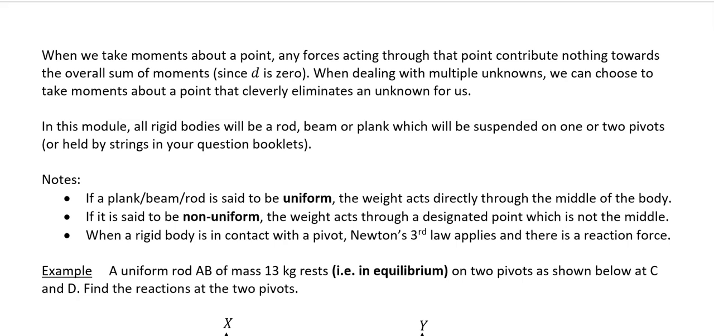So notes, if a plank or beam or rod is said to be uniform, that means the weight acts directly through the middle of the body. So a uniform object basically is balanced evenly. So its weight is evenly distributed, which means that the center of mass, or the weight, acts through the very center of the body. If it is said to be non-uniform, the weight acts through a designated point, which is not the middle. When a rigid body is in contact with a pivot, Newton's third law applies, and there's a reaction force. That last point is very important, and we will be seeing that in this example.